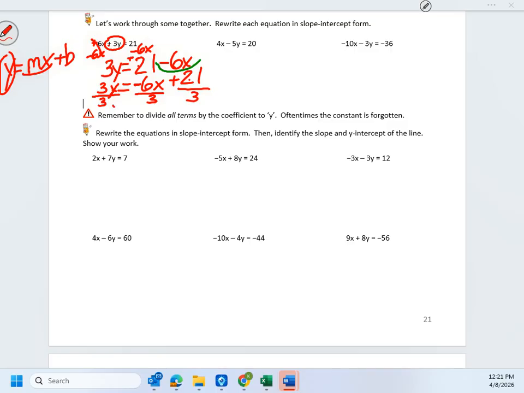3 divided by 3 is 1. What's negative 6 divided by 3? Victoria? Negative 2. I can't forget the x. Keep that x with it. So it's negative 2x. What is 21 divided by 3? Elliot? 7. So my slope-intercept form would be y equals negative 2x plus 7.